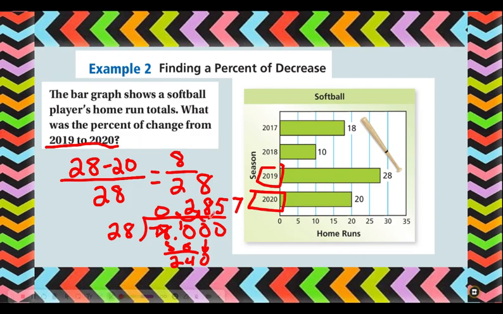So move our decimal 2 times to the right. So we get 28.57. The tenth spot is where the 5 is. The 7 tells the 5 to bump up. So it's about 28.6% decrease. So the number of runs decreased by about 28.6%.